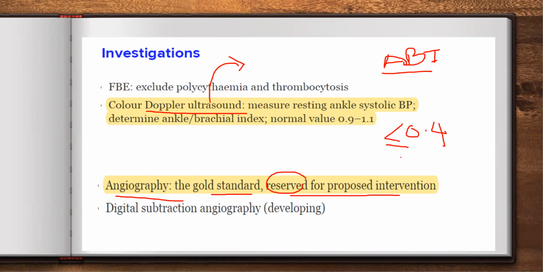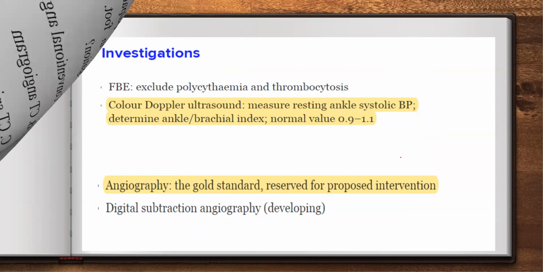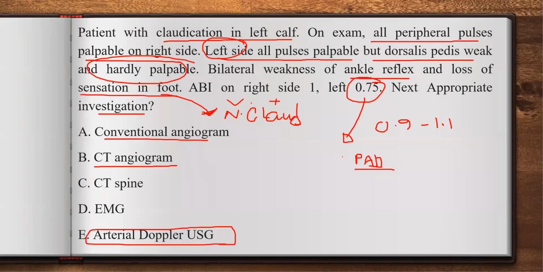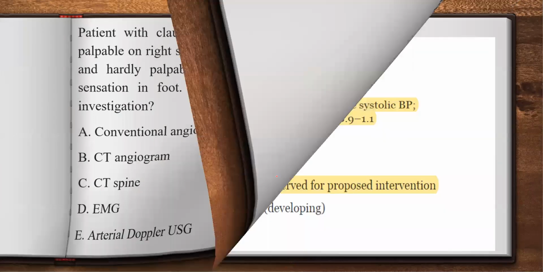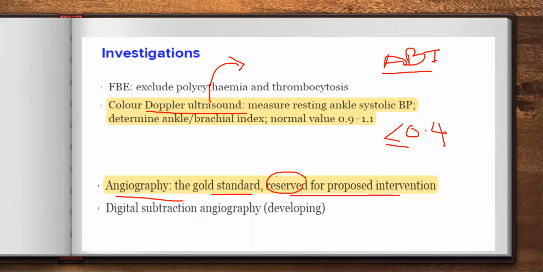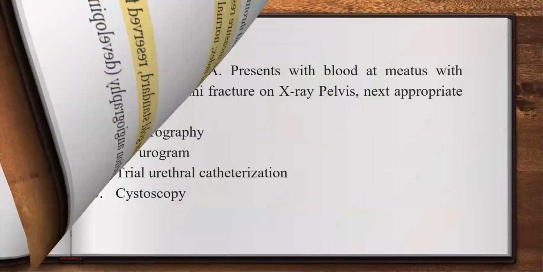urgent intervention. That means this patient will need vascular access. So maybe this patient will have a bypass or stenting. So only for those patients, you will choose conventional angiogram. For all other patients, if they ask you what is the appropriate investigation, that will be your CT angiogram. Clear? But in this case, they are asking for next appropriate. So we are going to do an arterial Doppler ultrasound.